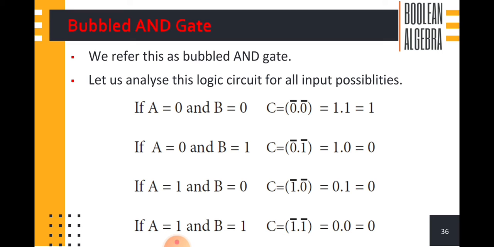Let us analyze this logic circuit for all input possibilities. Okay, so how many variables are given? A and B. So how many combinations of inputs are possible? 4 combinations. 2 power 2 is equal to 4 input combinations. That is 0 0, 0 1, 1 0, 1 1. Now you can substitute all these values in the bubbled AND gate. So 0 complement dot 0 complement, what do we get? 0 complement is 1. So 1 into 1 is equal to 1. We get the output 1.